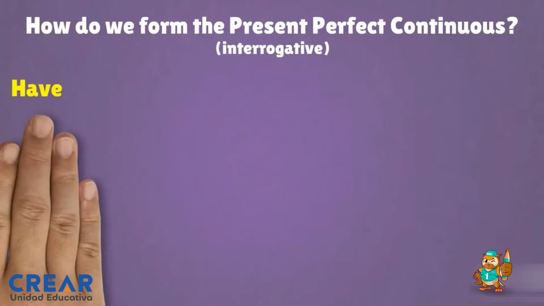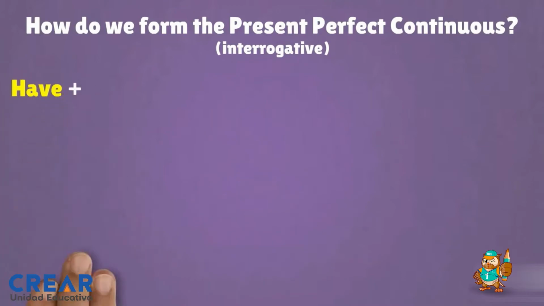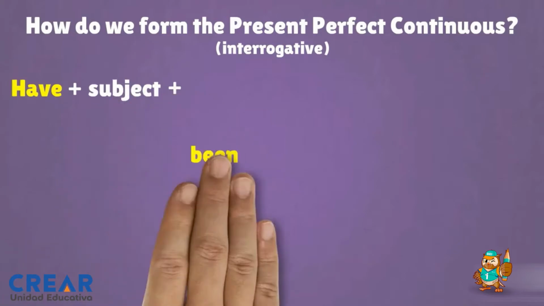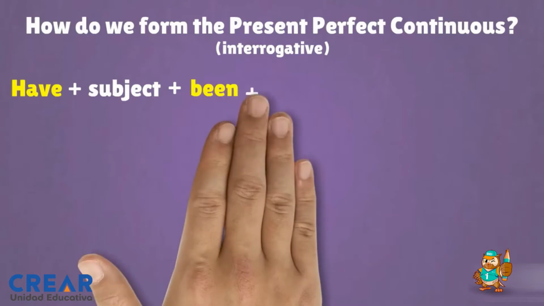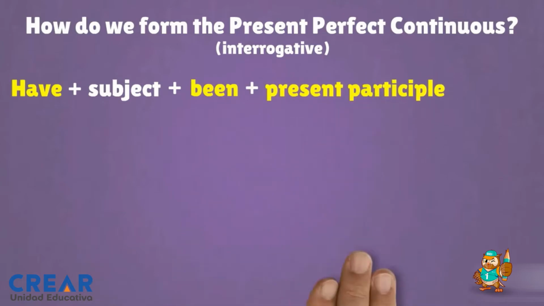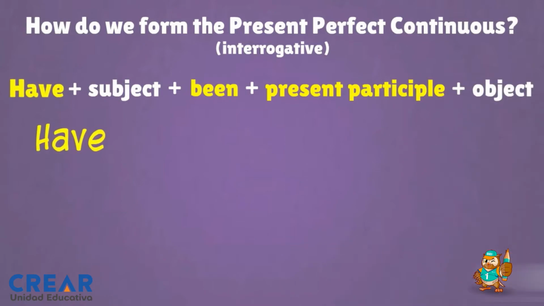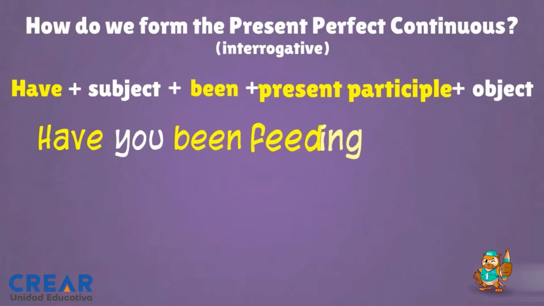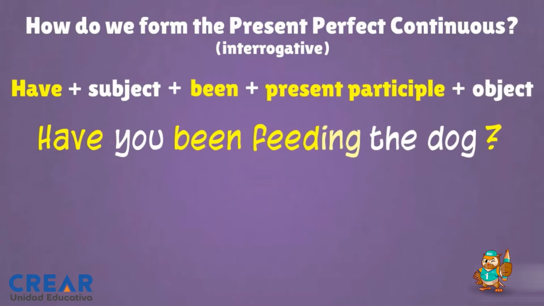And how can we make that in the interrogative form? It is pretty simple. The only thing that we have to use is the verb have at the beginning, then the subject, then been, the past participle of the verb be, and the present participle of the verb, and finally the object. Okay, we got the example here. Have you been feeding the dog?